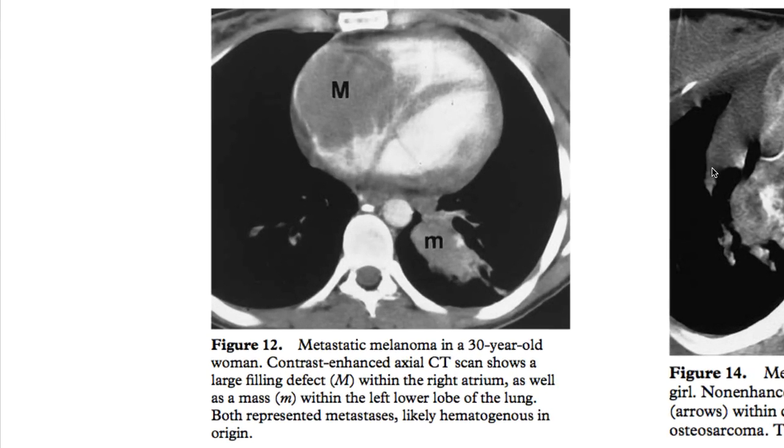without GAD. Here's another example of a metastatic melanoma. Melanoma, we see a large mass involving the right atrium. Here's another mass in the lung. So melanoma is nasty and a hematogenous spread. That's why we see it in lots of places where we don't see other tumors, because it goes everywhere throughout the bloodstream.